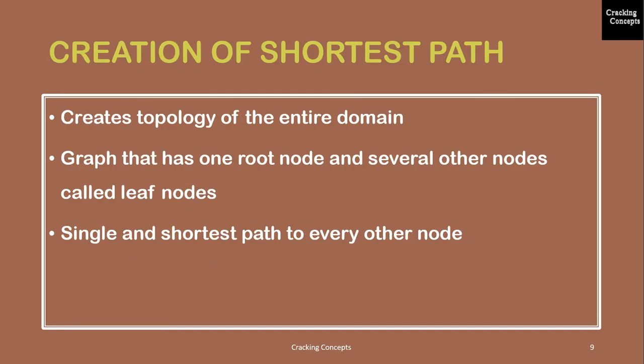The third step is creation of the shortest path tree. As each router has information about each other in the domain, each one of them creates the topology of the entire domain. To determine the shortest path to every other router, the shortest path tree must be created. It has one root node, that is the router for which the shortest path tree is created, and several other nodes, that is the rest of the routers in the domain, called leaf nodes. It expresses a single and the shortest path to every other node in the tree.